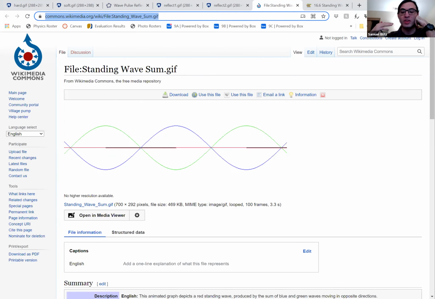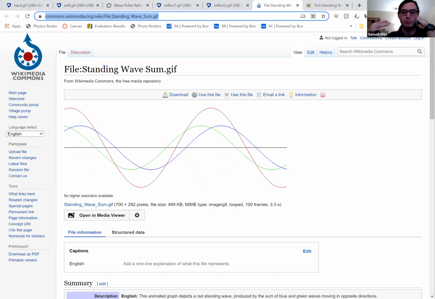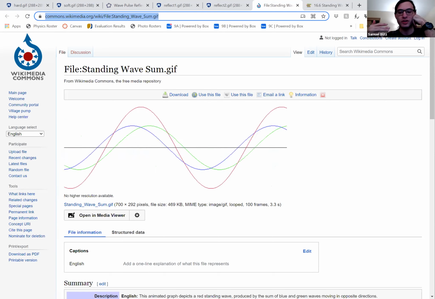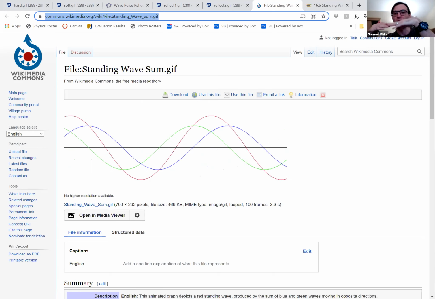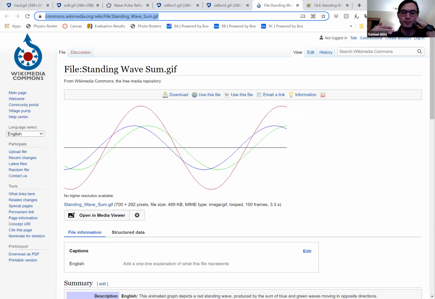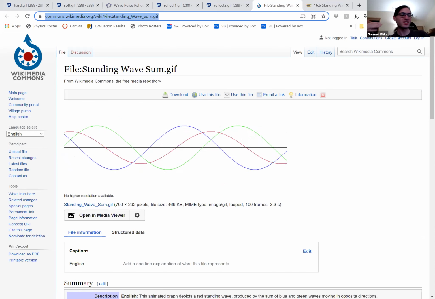So when red and blue overlap, you get constructive interference, and that's when the magnitude is biggest. And when they anti-overlap, when the peaks and troughs align, you get destructive interference. And so this is the kind of thing that happens.